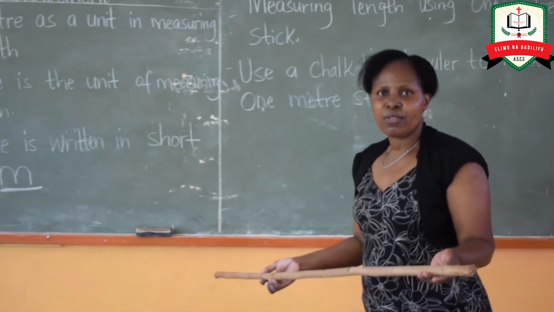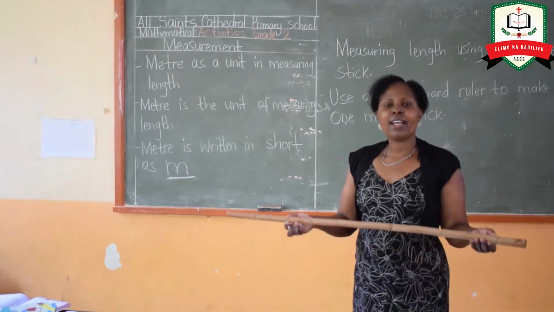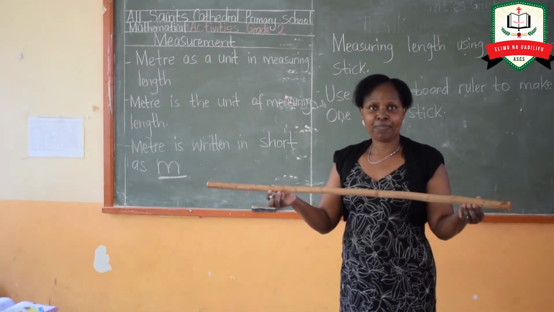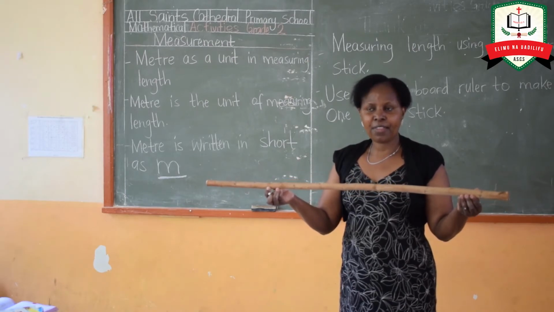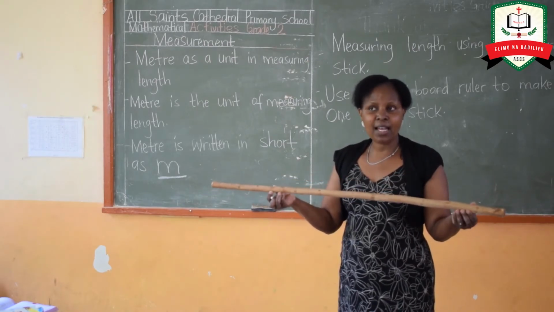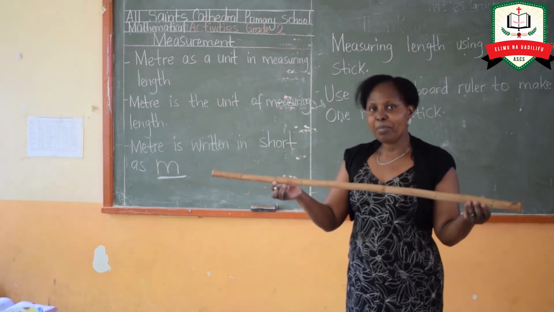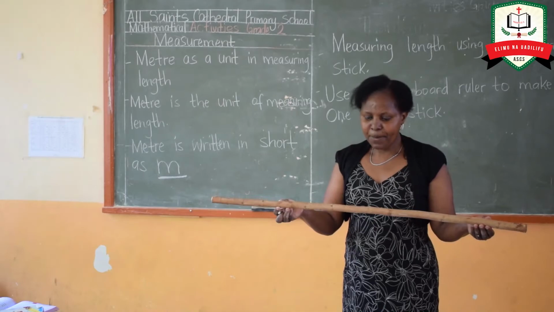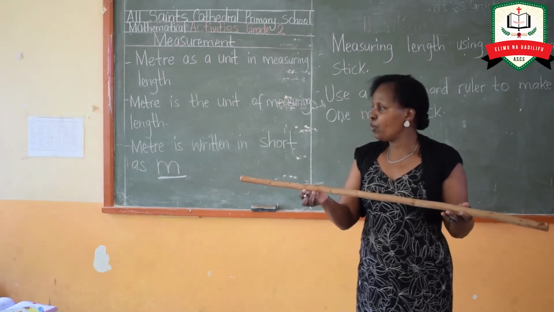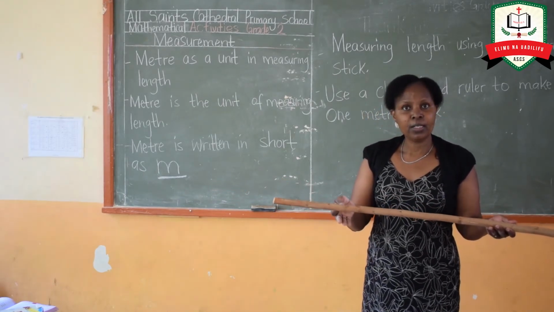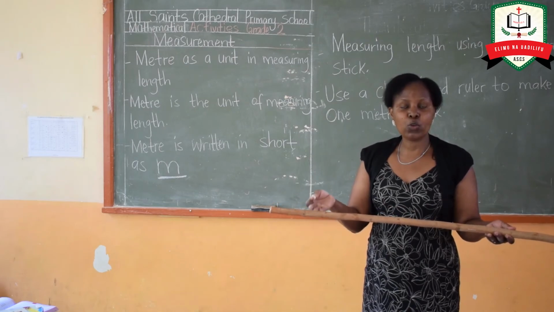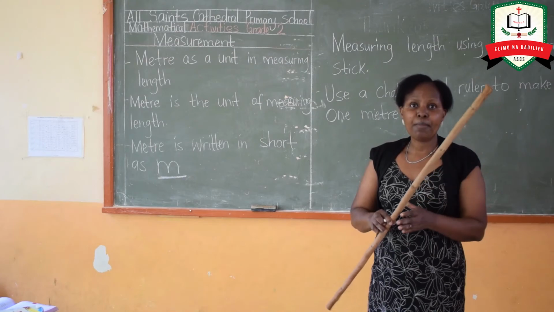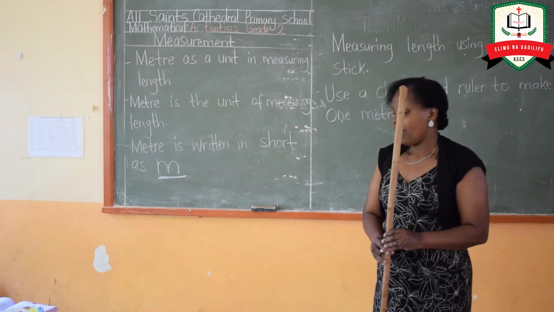With assistance from your parents, they can help you to make a 1 meter stick. I think they have the measurement of 1 meter. You can make a 1 meter stick and try to measure. Remember, boys and girls, because you're not in school, you can measure your room, you can measure your table using a 1 meter stick.